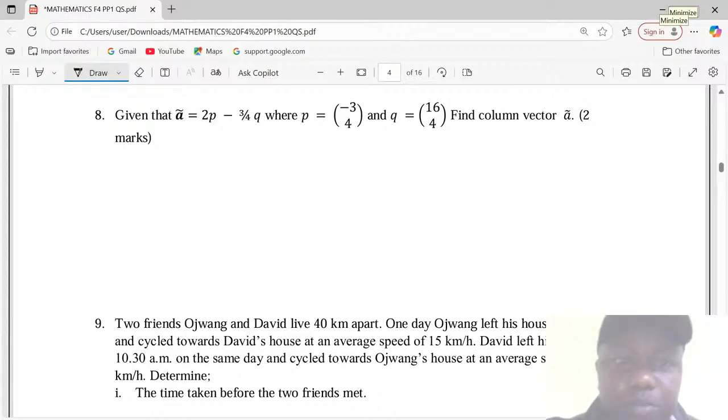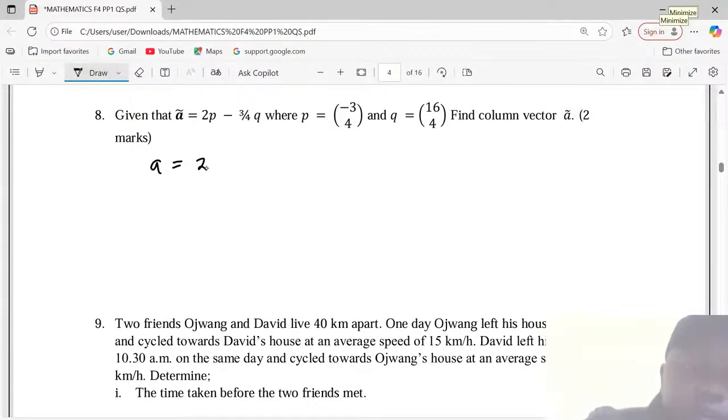We recognize your presence. Given that vector A equals 2p minus 3/4 q, where p equals (-3, 4) and q equals (16, 4), find the column vector A. The column vector A is given by 2 vector p minus 3/4 vector q.